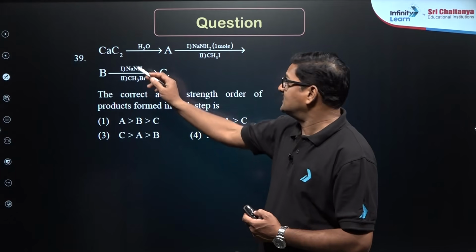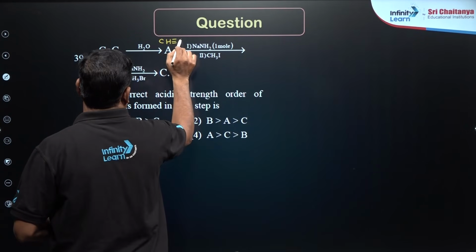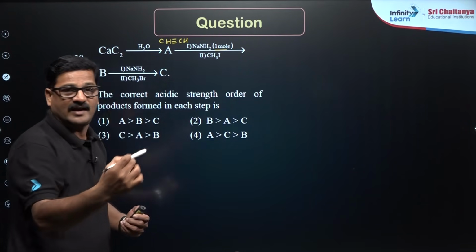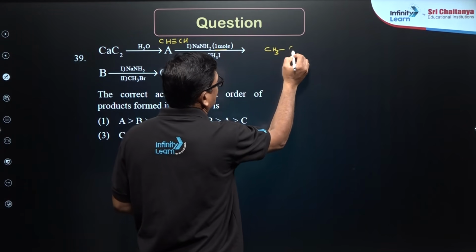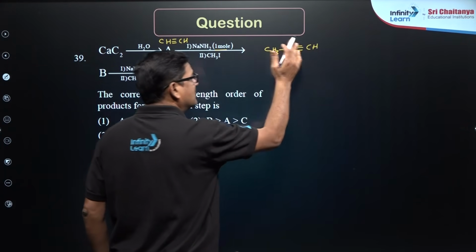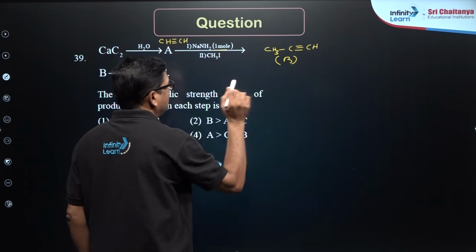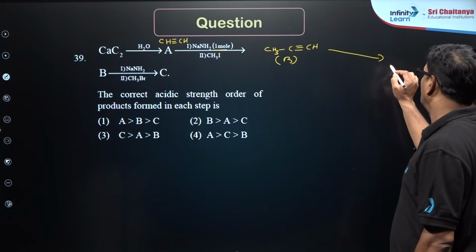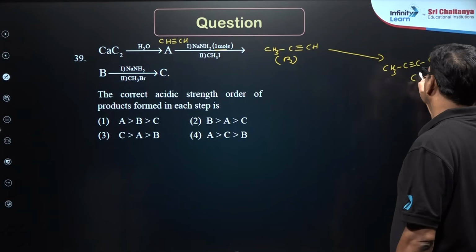Here is a question. Calcium carbide is hydrolyzed to get CH triple bond CH, that is A. When it is treated with 1 mole of NaNH2 followed by methyl iodide, you are going to get CH3, C triple bond CH. It is still a terminal alkyne, and it can react; this is going to be B. It is treated with 1 more NaNH2 and CH3Br, you are going to get butyne, it is going to be C.